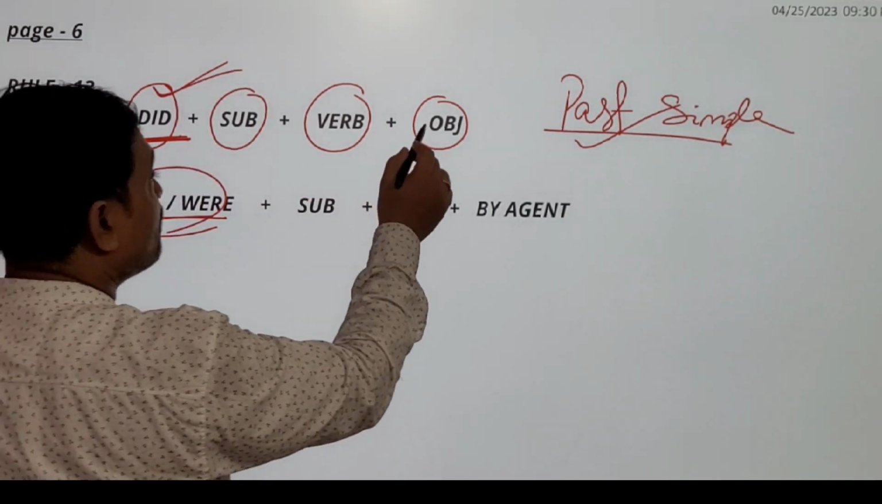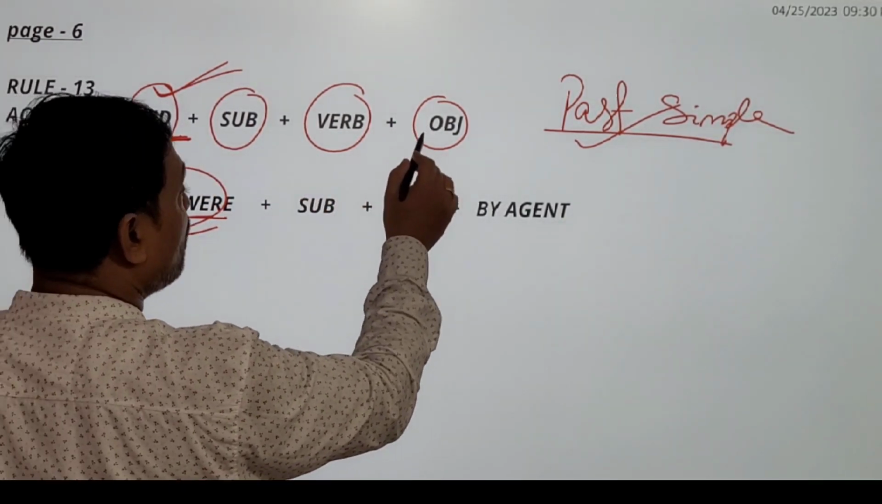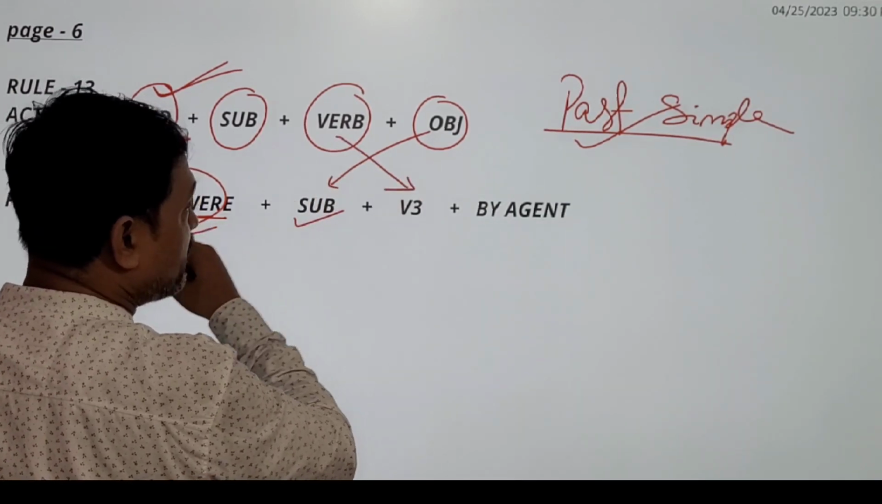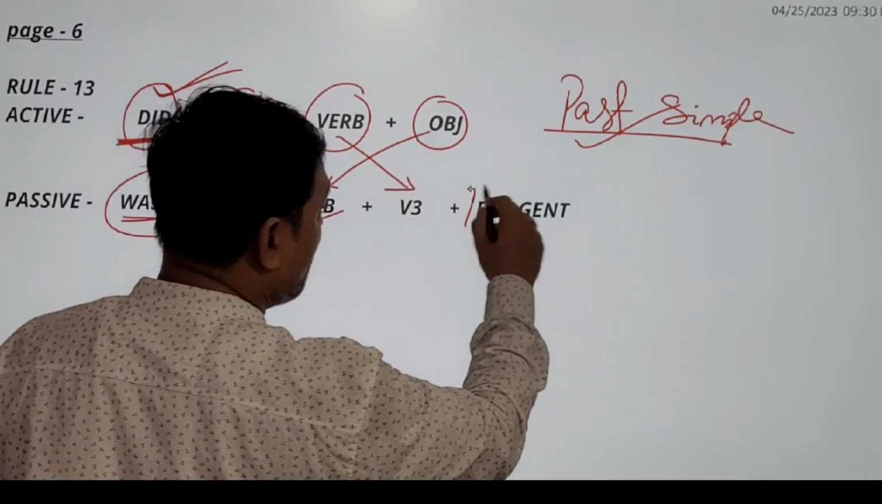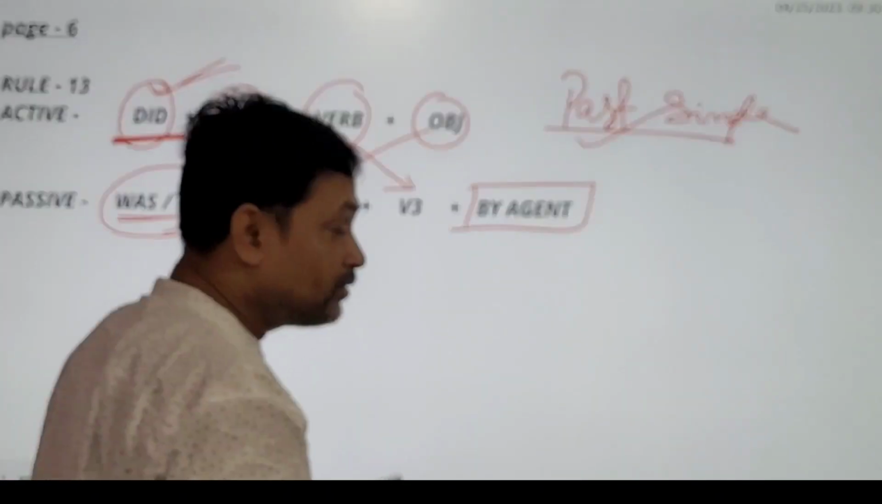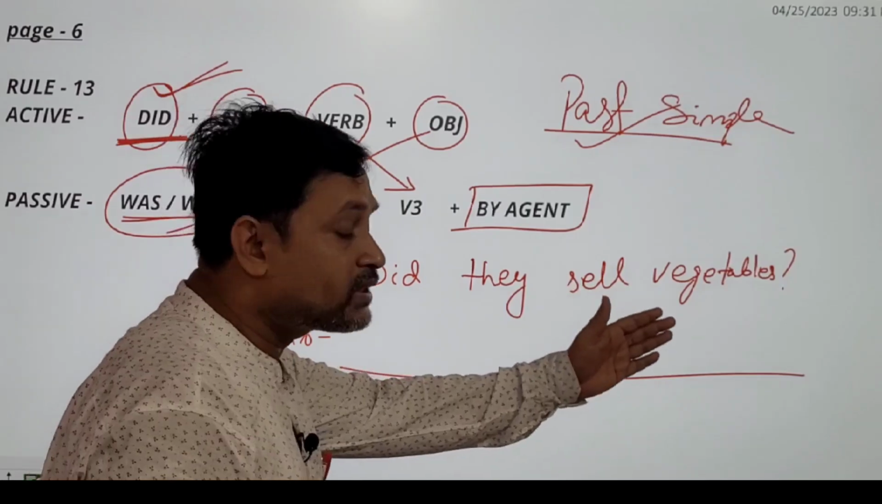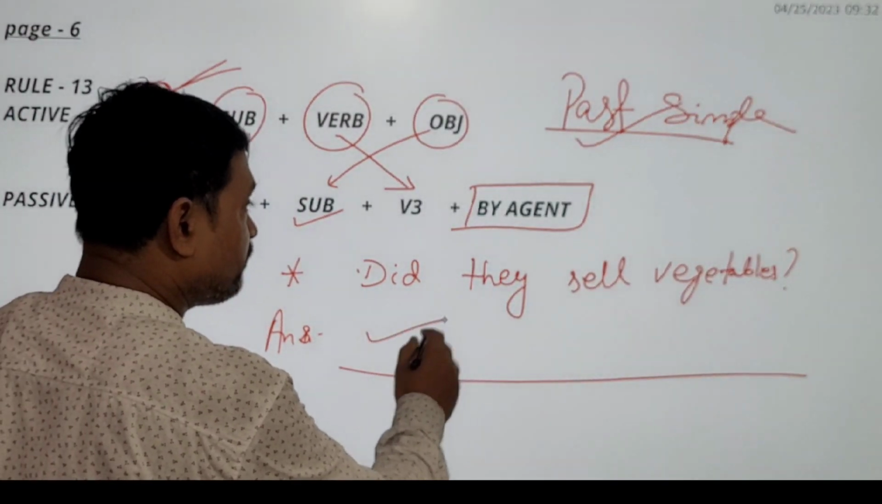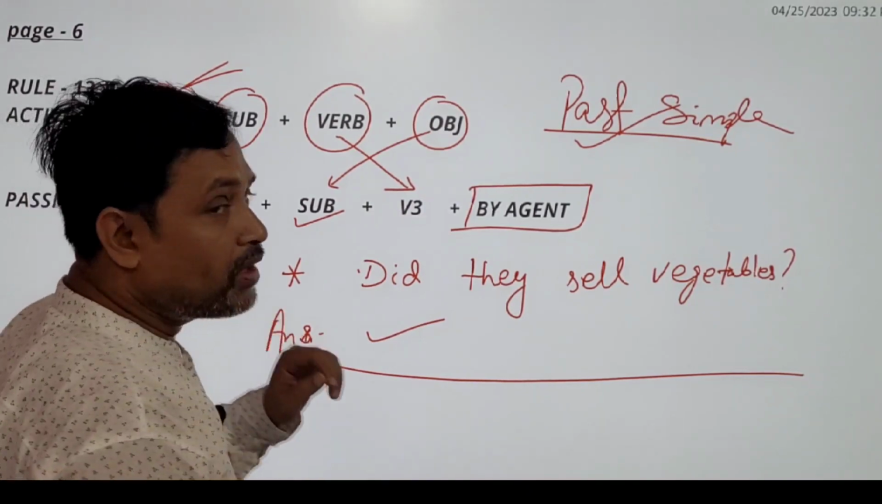Object will take the subject position, then the past participle form of the verb, then by agent if necessary. So the question is here, did they sell vegetables? If you understand this rule, try to answer it. Then let's move to rule number 14.